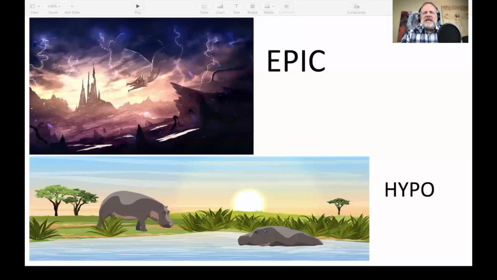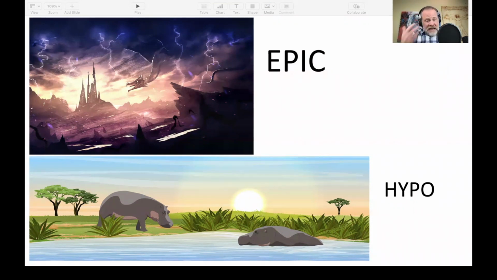I want you to see these 2 pictures. Epi, the prefix epi, E-P-I, I think of the word epic, and I think of a dragon flying over a city. Wow, that is epic. Look at that dragon flying over the city. Ooh, it's epic. Epi, the prefix epi, means above or over. So it makes sense that the dragon is flying over the city.